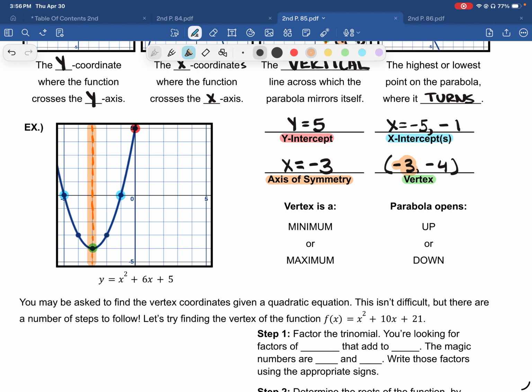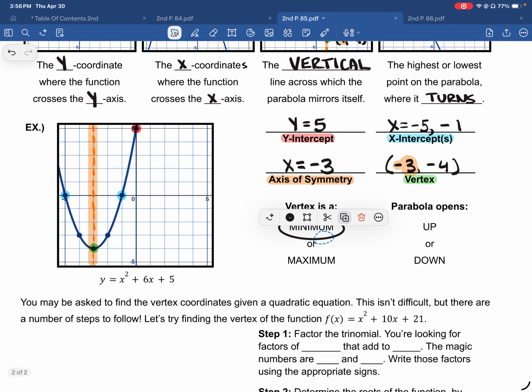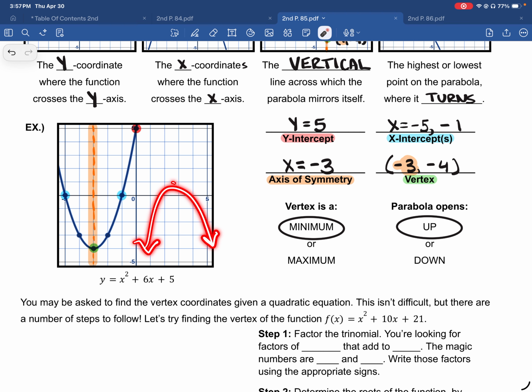You may be asked if the vertex is a minimum or maximum. This one is a minimum because the vertex is the lowest point on the graph. This vertex is the lowest point. There's nothing further down than that point. You may also be asked if the parabola opens up or opens down. In this example, the parabola opens up, because both ends of the graph are pointing up. It'll open down if it looks like that, and if it looks like that, you would have a maximum. So these two answers are always related, and these two answers are always related.